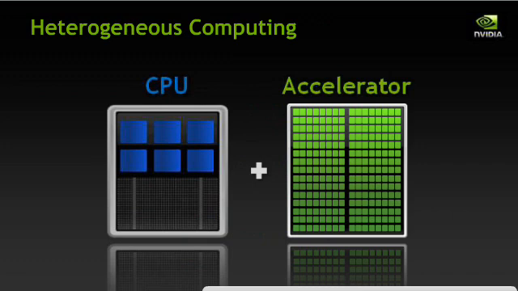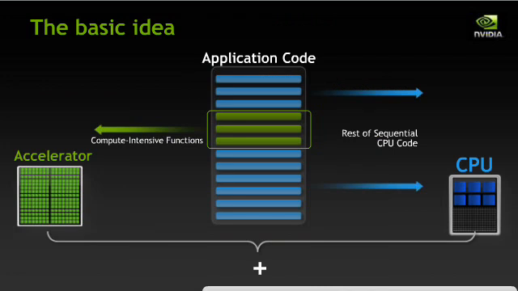And the idea is really simple. It's keeping your sequential code, your heavyweight threads, on the CPU doing what it does best, making a few threads run really, really fast, or for stuff like file I/O or running the operating system, or for algorithms that just don't scale to many thousands of processors because of communication issues. And then you take your compute-intensive functions, your highly parallel functions, and you move them to your accelerator.